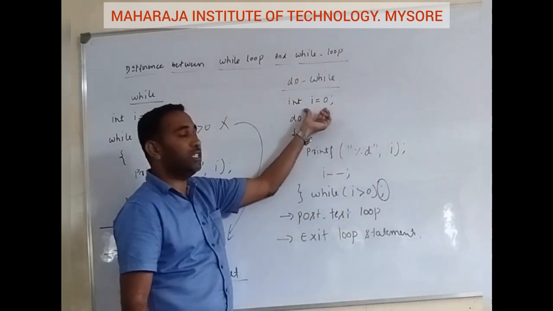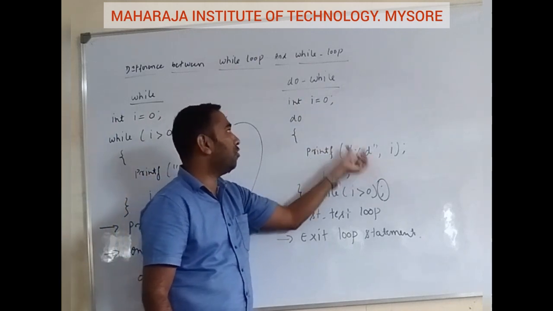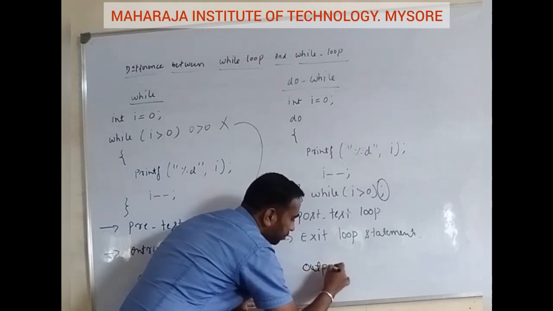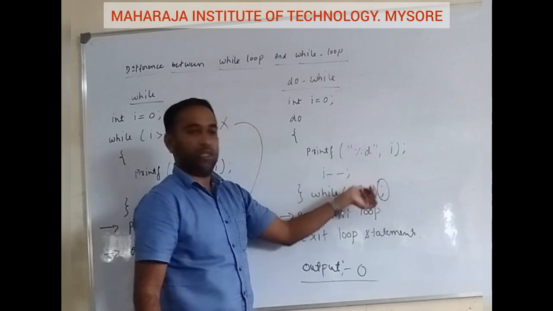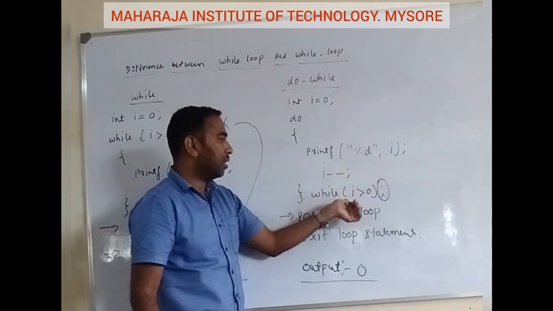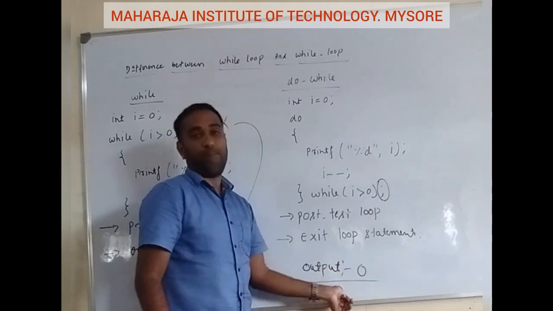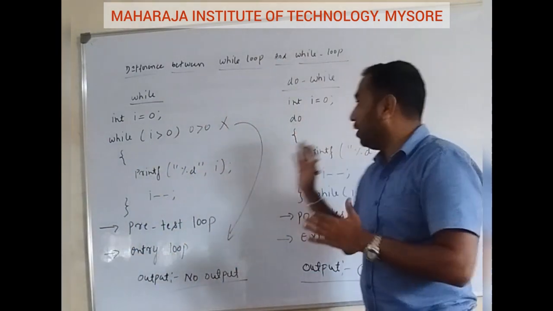Here, I am initializing the value I is equal to 0, then printing the value. So what is the value of I here? 0. The output becomes 0. Then I am going to check the condition. So here at least once I am printing the value. That is the difference between while loop and do while loop.